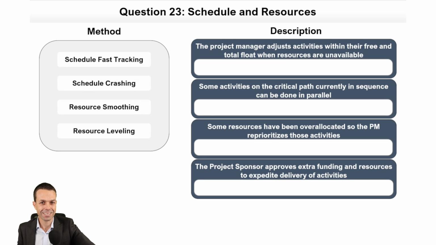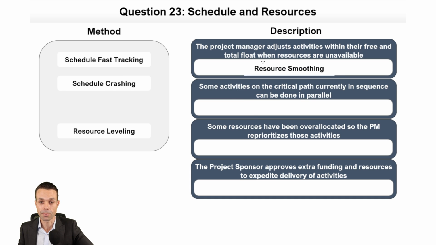All right, what have we got next? Oh, wow, I feel like we've got some hard ones in this session actually. Schedule and resources. The project manager adjusts activities within their free and total float when resources are unavailable. So we're smoothing them out. Or there's a few different ones. That's resource smoothing and resource leveling. But if it's within their free and total float, then it's a smooth ride. So it's going to be resource smoothing because we have float available or wiggle room available in our schedule.